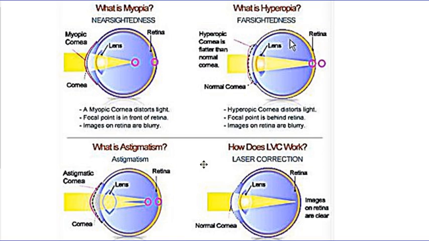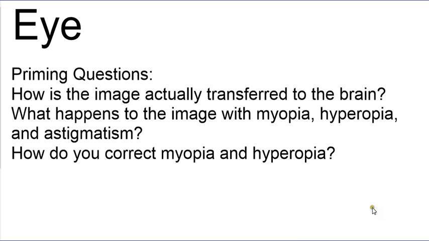And then what I want you to think about is, how does laser correction work? I know a lot of people have had laser eye surgery, so I want to quickly talk about that and some of maybe the issues with the way it corrects. Laser eye surgery can correct astigmatism, myopia, and hyperopia, and we'll talk about that in class. And here are your priming questions again, and we'll discuss this in class.